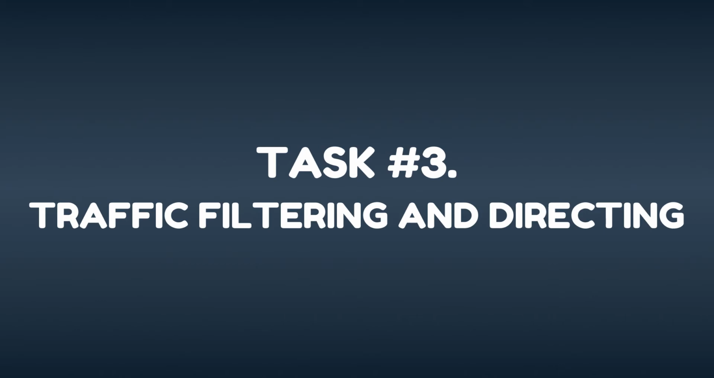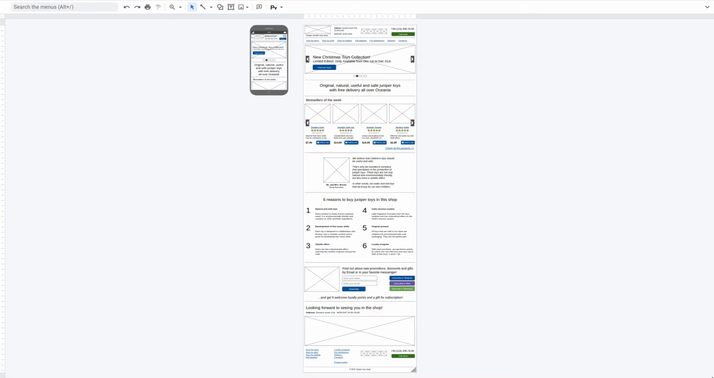Task number 3. Traffic filtering and directing. The store in our example operates mainly in the B2C segment. Therefore, we focus on making it easier for consumers to navigate the site. There is navigation in the header and footer, plus the audience can go to the catalog from the bestsellers block, as well as to individual product pages. Since the range of toys is rather small, there is no search bar on the site. In addition, we have a special offer on our website for wholesale buyers who can become our distributors. We also place a link to it in the navigation bar and in the footer.